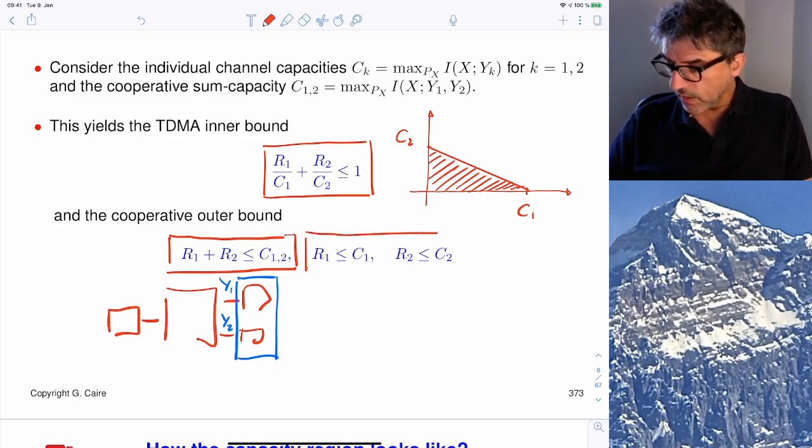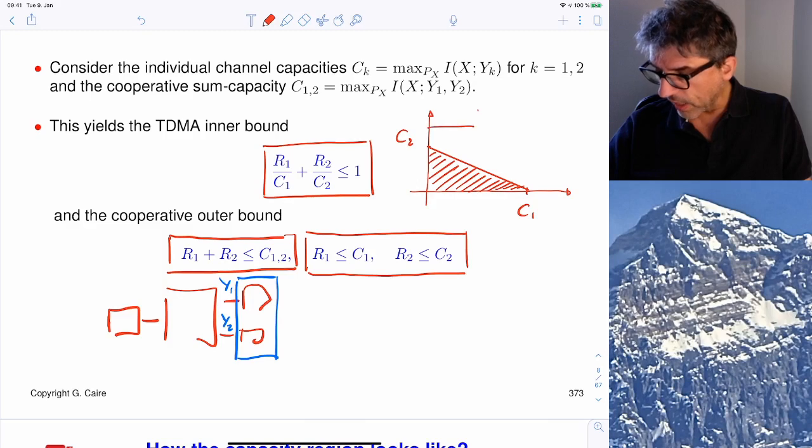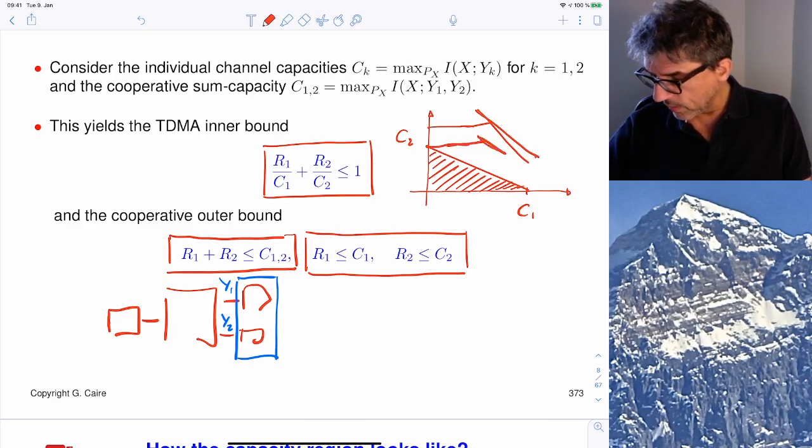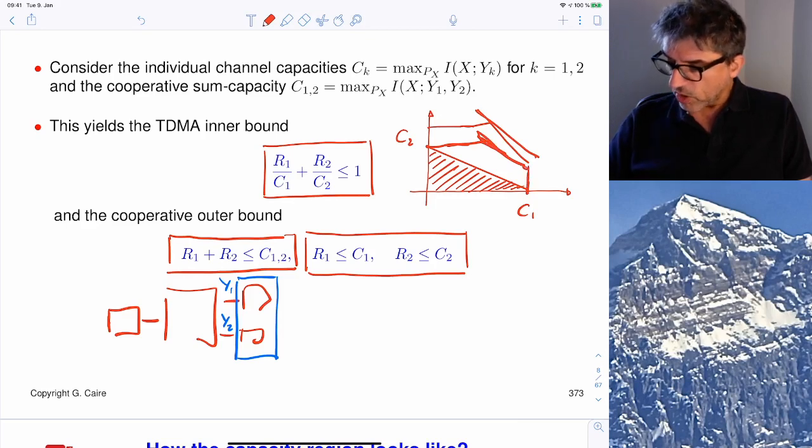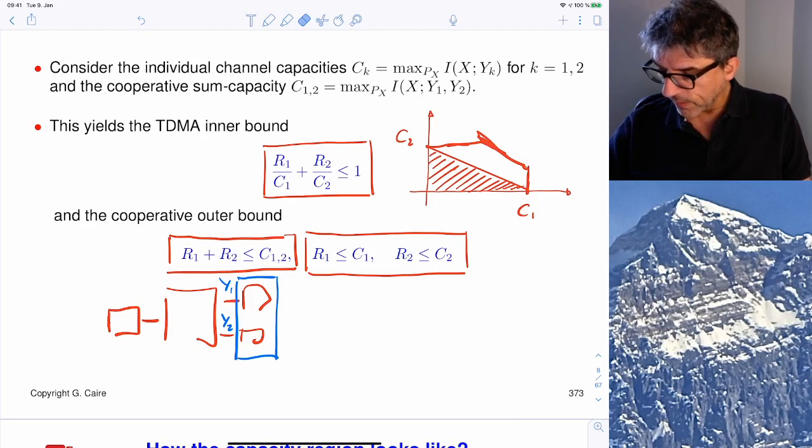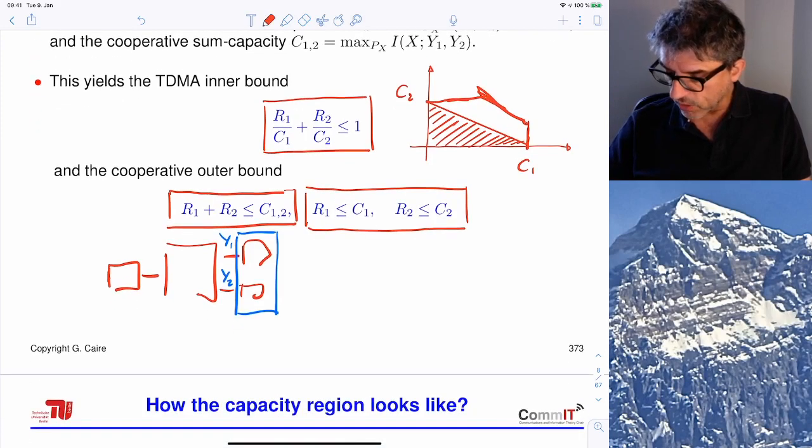And then of course the individual rate inequalities. So we have a region that looks a little bit like a MAC region, like that. Well, it should be like this. And there is the sum rate. So we have this inner and outer bound. By the way, here I'm dealing only with individual rates. So for the moment, we do individual rates only.